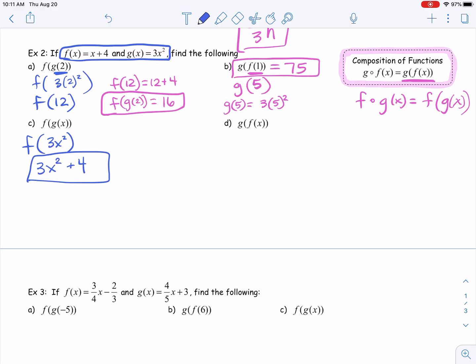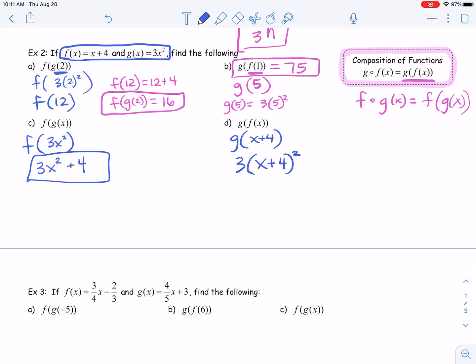Doing the opposite, now I want g of f of x. Well, that's really like saying g of x plus 4. So I'll put in x plus 4 everywhere I see an x. So that would be 3 times x plus 4 squared.